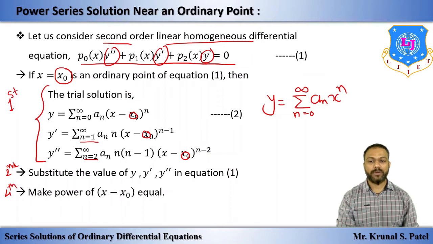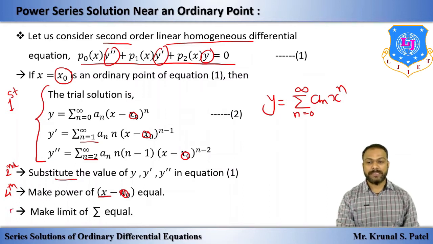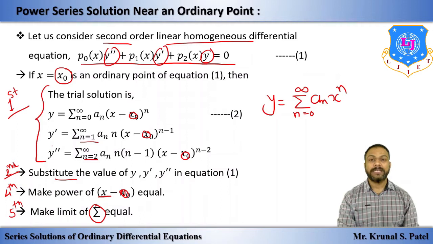Fourth step, make the power of x equal, because we have x0 as 0. So make the power of x equal. Third step is simplification after substituting these values, and fifth step is make the limit of sigma equal. Right now you just remember these steps, then how to apply them we will learn in the example. So first step is trial solution, second step is substitute all these values y, y dash, y double dash in equation number 1, third step is simplification, fourth step is make the power of x equal, and fifth step is make the limit of sigma equal.